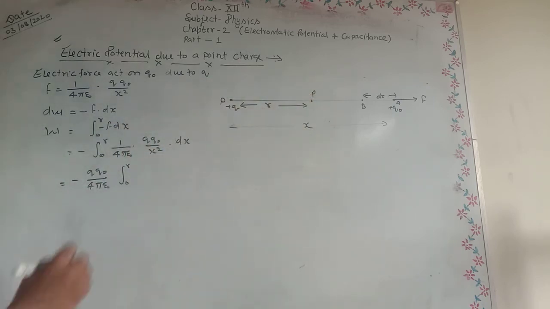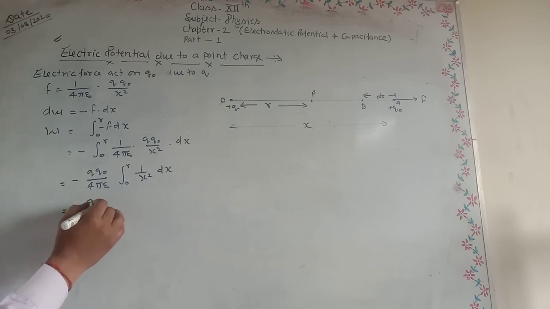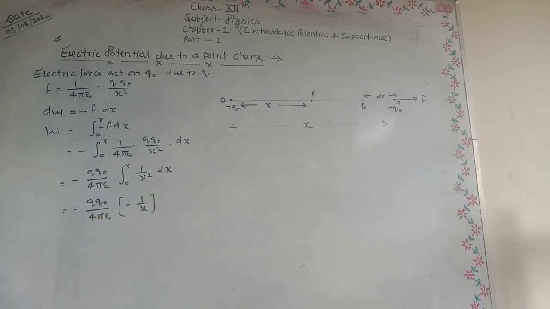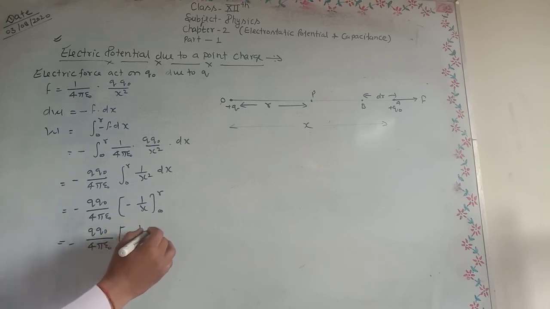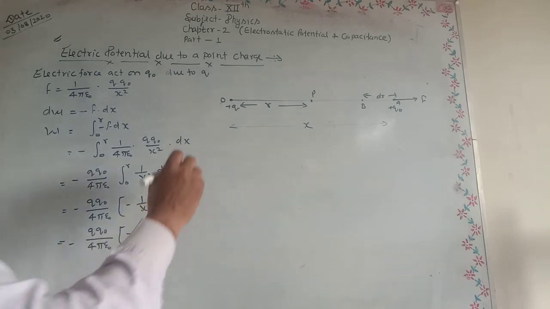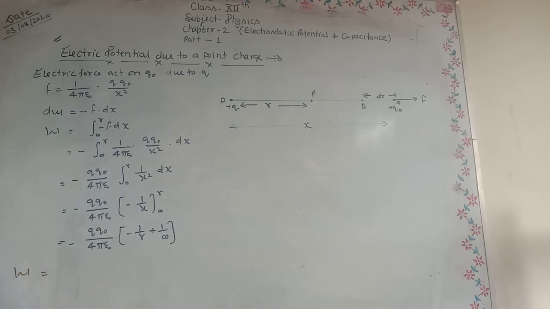We have to integrate 1 upon x square dx from infinity to R. This becomes minus 1 upon x with limits infinity to R. Then applying the limits, W is equal to Q Q0 upon 4 pi epsilon naught into minus 1 upon R plus 1 upon infinity. Then the work done will be W is equal to 1 upon 4 pi epsilon naught into Q Q0 upon R. The term with infinity will be 0.